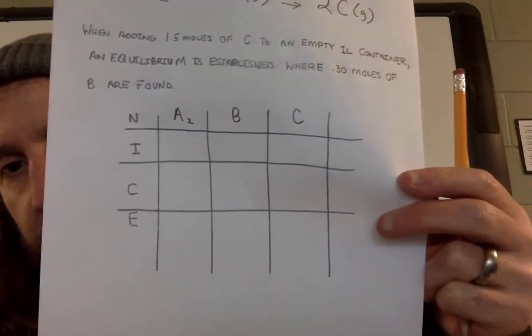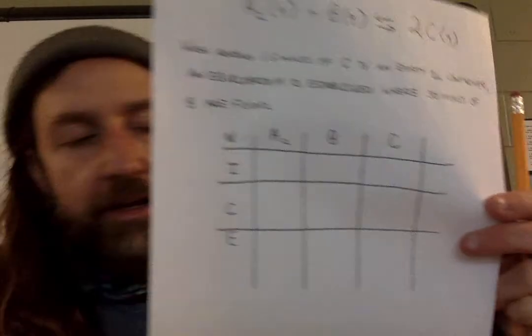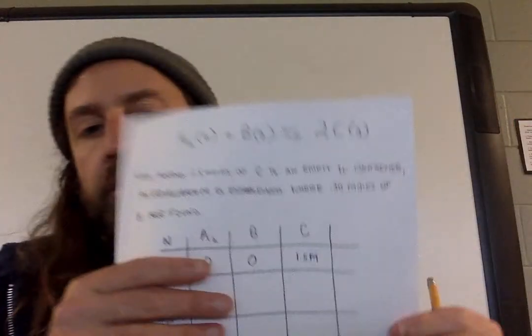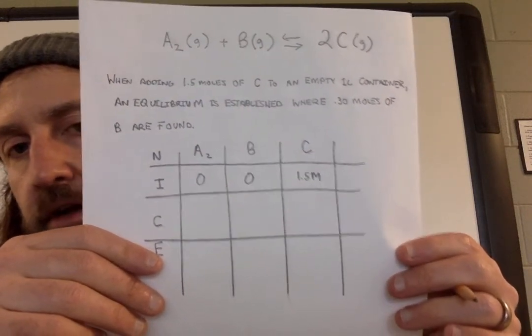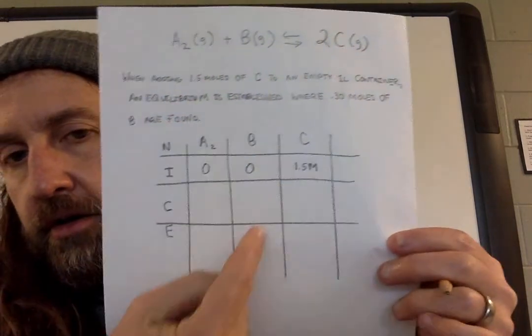I, C, and E. Of course, I'm only using I, C, and E. So my thought process here is that I'm going to start filling out this awesome chart, okay? And I know that A and B weren't present initially, so that's going to be zeros. And I know that I had 1.5 molar concentration of C at the beginning, okay? So the other piece of information that I know is that B here at the equilibrium is 0.30 molar, okay?